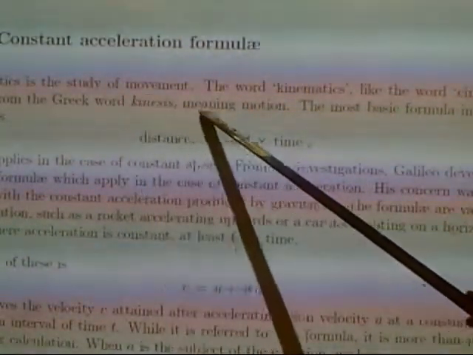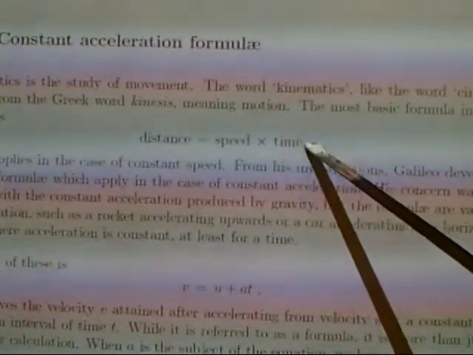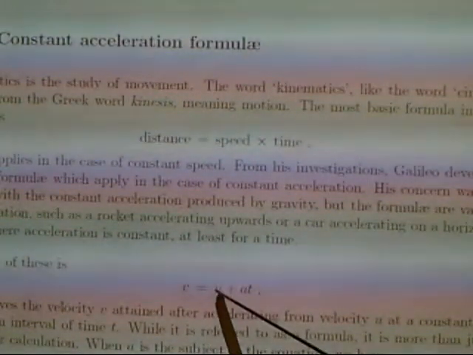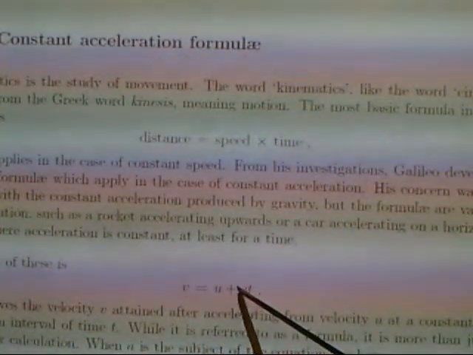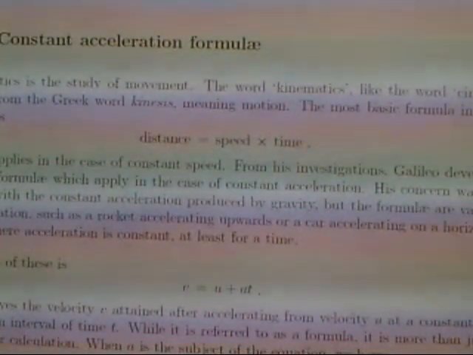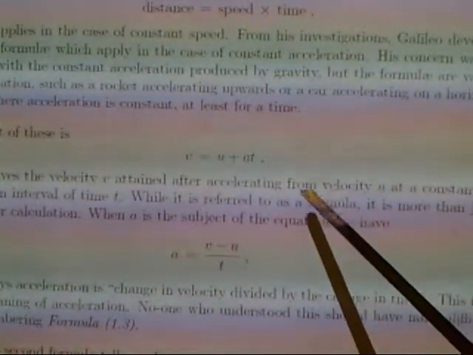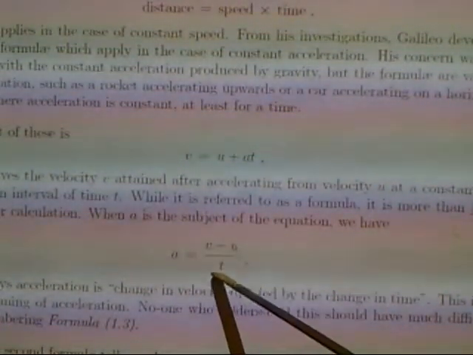Kinematics is the study of motion. We can write down the equation distance equals speed multiplied by time, and also the final velocity v is equal to initial velocity u plus at. In this case v is final velocity, u is initial velocity, a is acceleration, and t is time. These things are moving at a constant acceleration. Similarly, acceleration can also be calculated as v minus u divided by t.